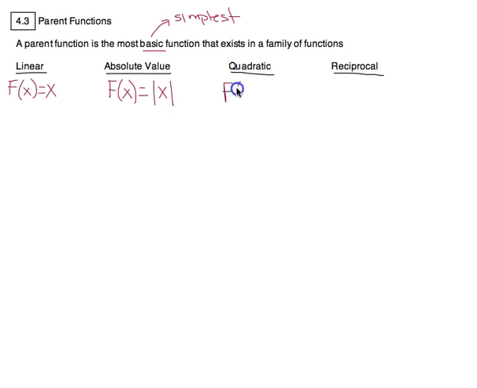Quadratic is f of x equals x squared. This is the simplest because the squared is what makes it quadratic. And then finally, the reciprocal family of functions, the most basic one we can have here is 1 over x. The reciprocal functions, we have a plain x in the denominator, and so that is the simplest we can get.